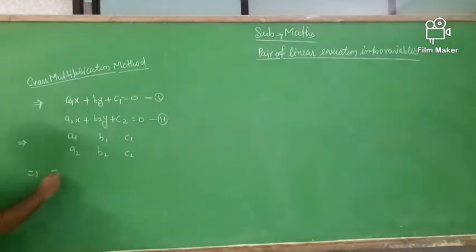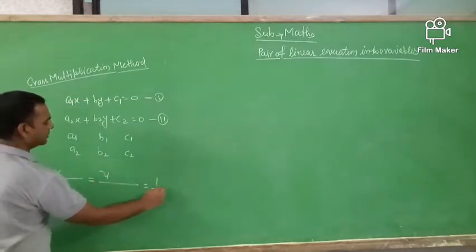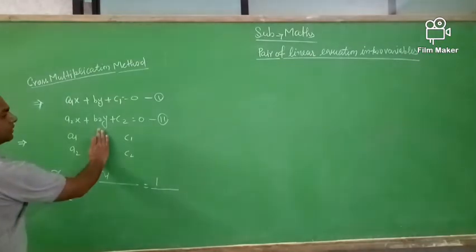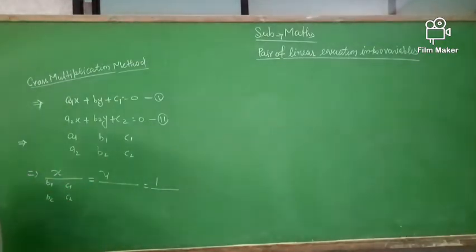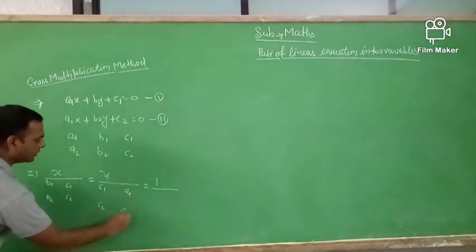For the solution, first you write down x upon, then y upon, and then 1 upon. For x upon, you remove the coefficient of x, and take the coefficient of y and the constant term. So this is b1, b2 and this is c1, c2. Next, for y, you remove the coefficient of y. After that you go in cyclic order. So first I write down c1, c2 and then a1, a2.